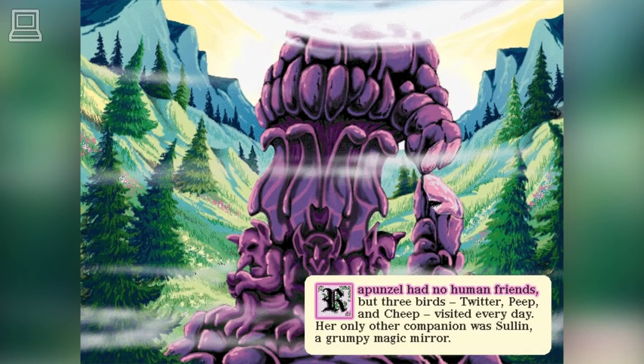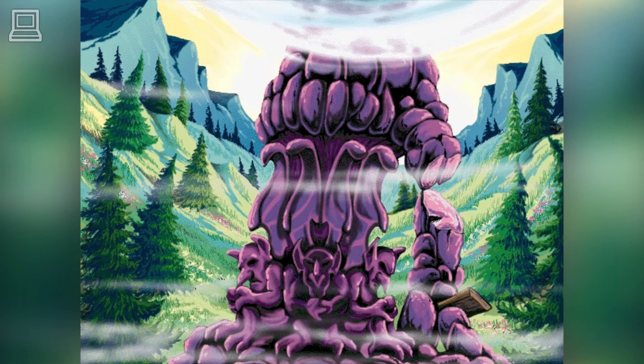Rapunzel had no human friends, but 3 birds, Twitter, Peep, and Cheep, visited every day. Her only other companion was Sullen, a grumpy magic mirror.